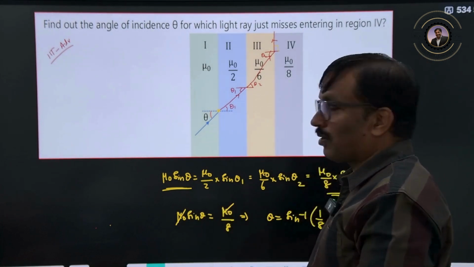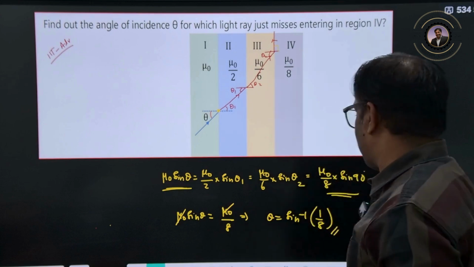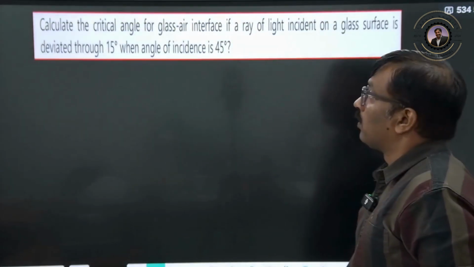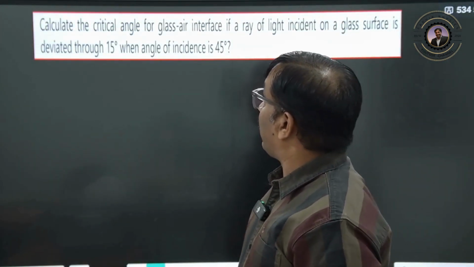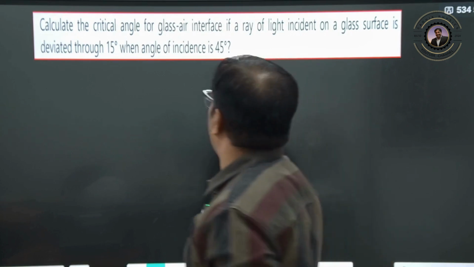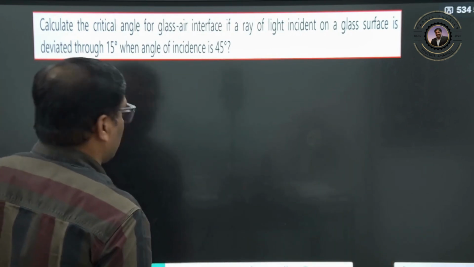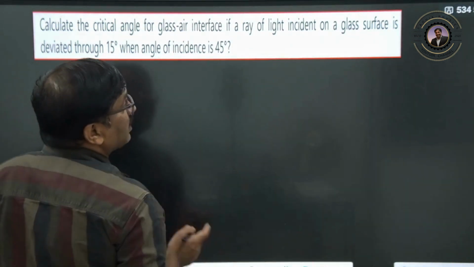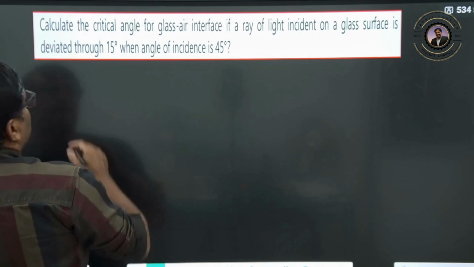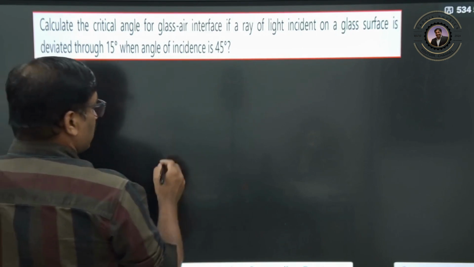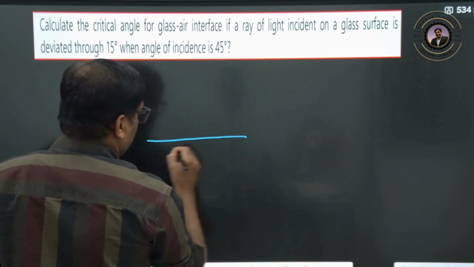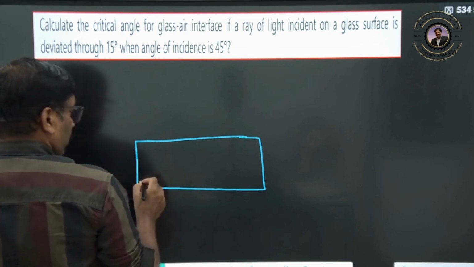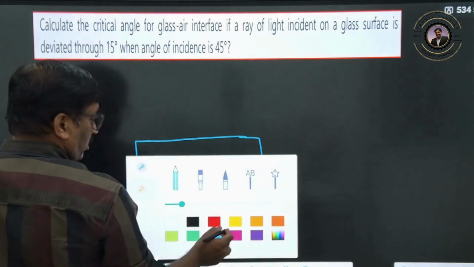But we make it complicated. So we'll see one more question now. Calculate the critical angle for the glass-air interface. If the ray of light incident on the glass surface is deviated through 15 degrees when the angle of incidence is 45 degrees. It did not give the refractive index. So suppose there is a glass here. We don't know the refractive index of this one.